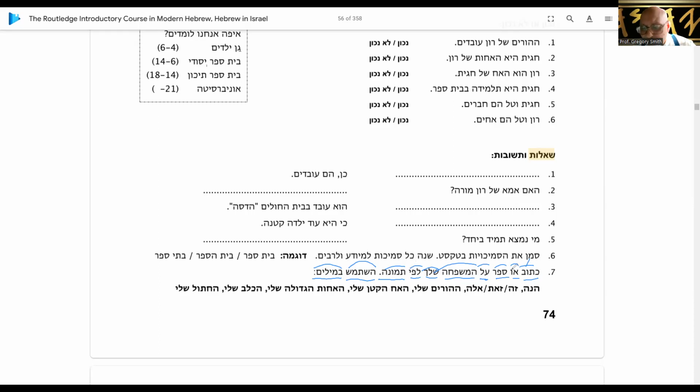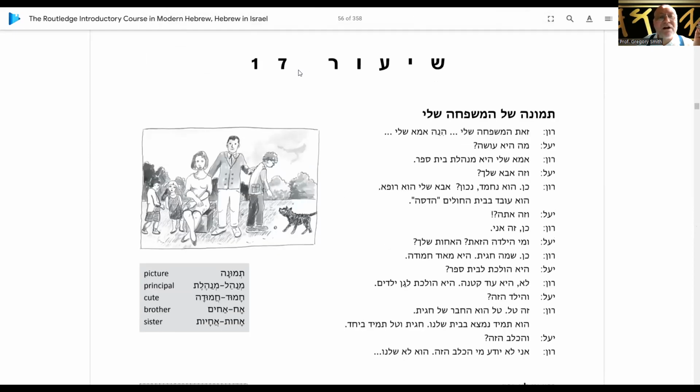Okay, so write or tell about your family. Shelka lefi tamuna. In other words, using according to pictures, use words. Looks to me like for this number 2, they're asking everyone to come up with a picture like this, and then to point out words of their family, okay?